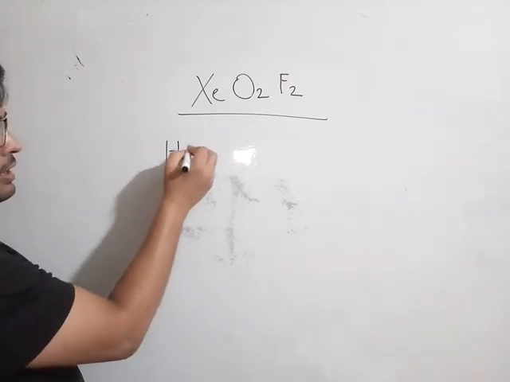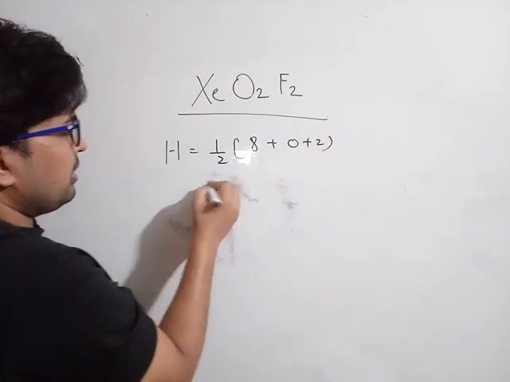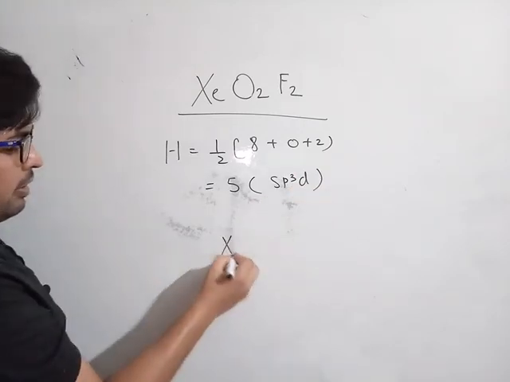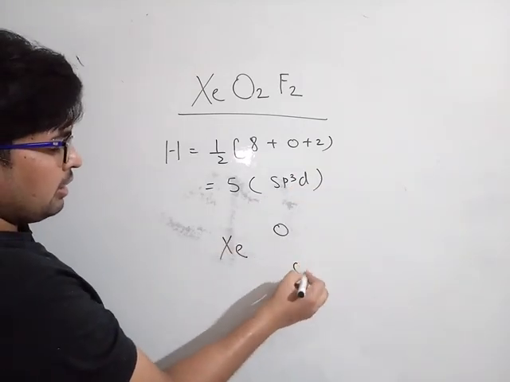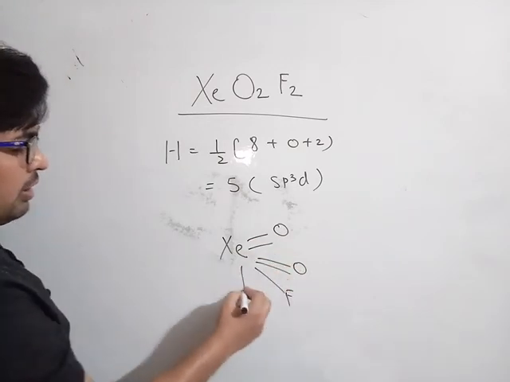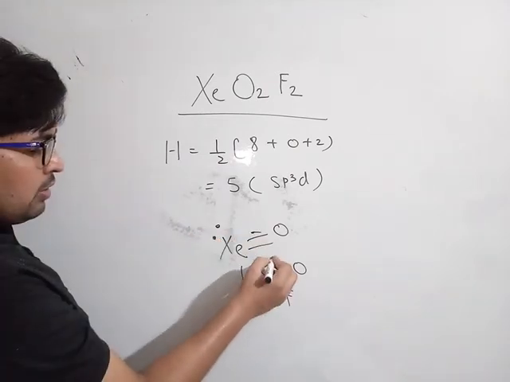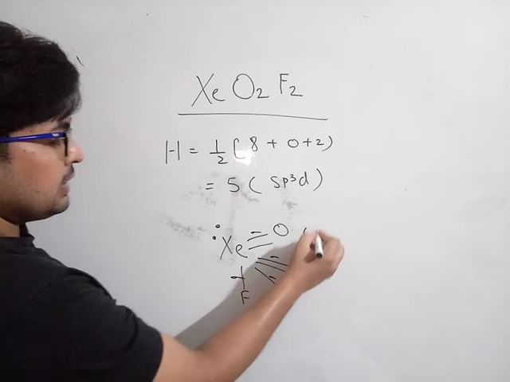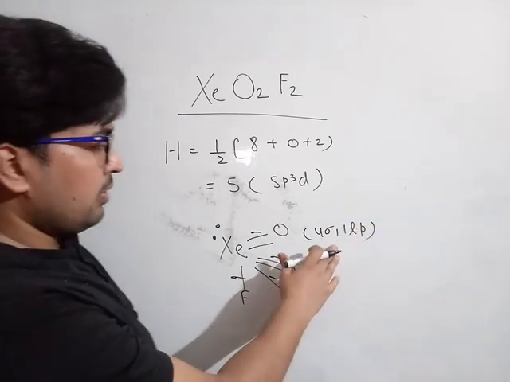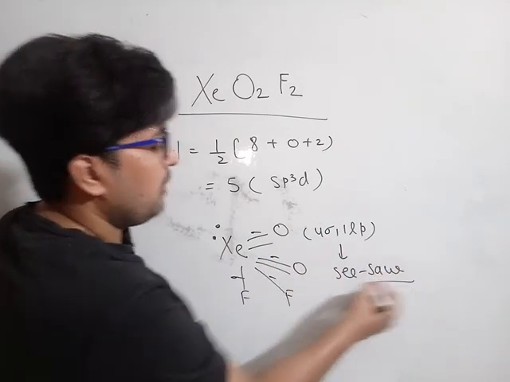Okay, when we check the case here, H is equal to 1 by 2, 8 plus 0 plus 2. So if I check, the value of H will be 5. So the case will be sp3d. Xe will be in the center, and we have 2 O on the side here. So it will take 2, it will also take 2 electrons, 1 and 1. So 6 electrons are consumed. So what is the case here? 1, 2, 3 and 4. So we have 4 sigma 1 lone pair. So when we have a shape of 4 sigma 1 lone pair, the shape name will be called seesaw.